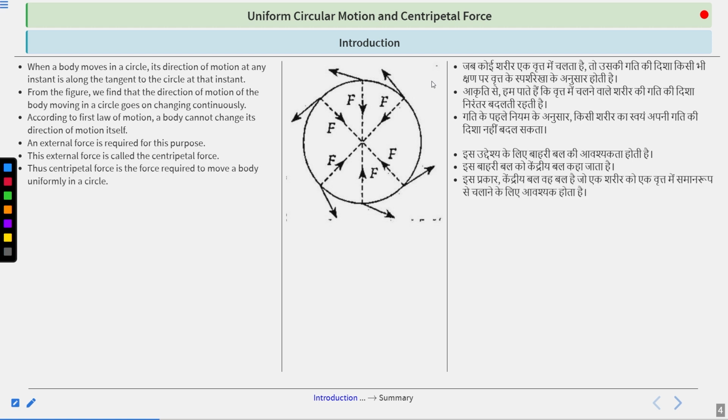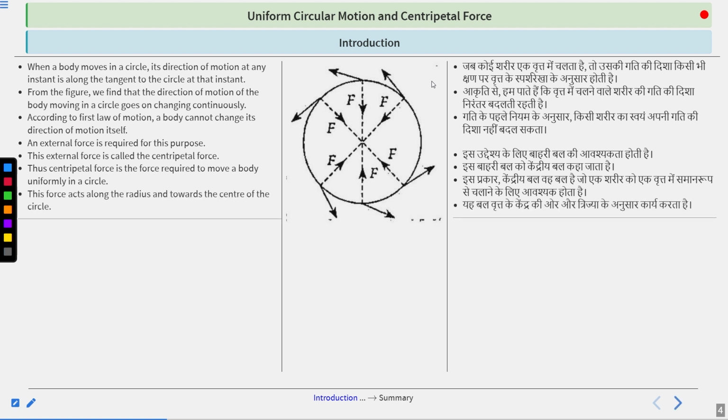Thus, the centripetal force is the force required to move a body uniformly in a circle. Suppose you have a body and you want it to move in a uniform circular motion, you require the centripetal force. Without that centripetal force, the body will not be able to move in a circular motion uniformly.